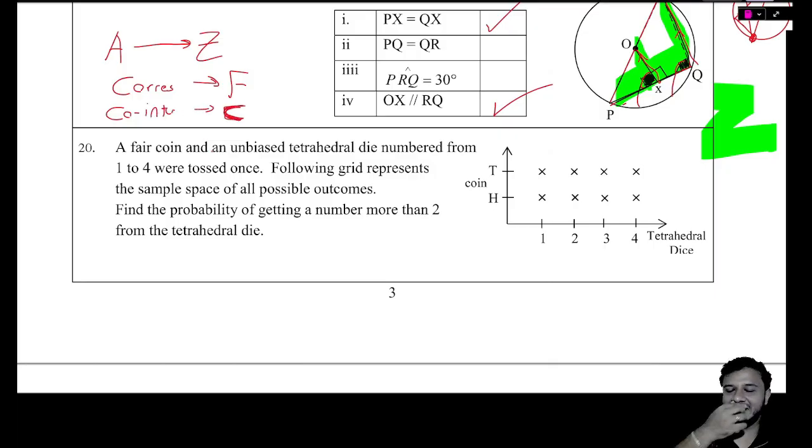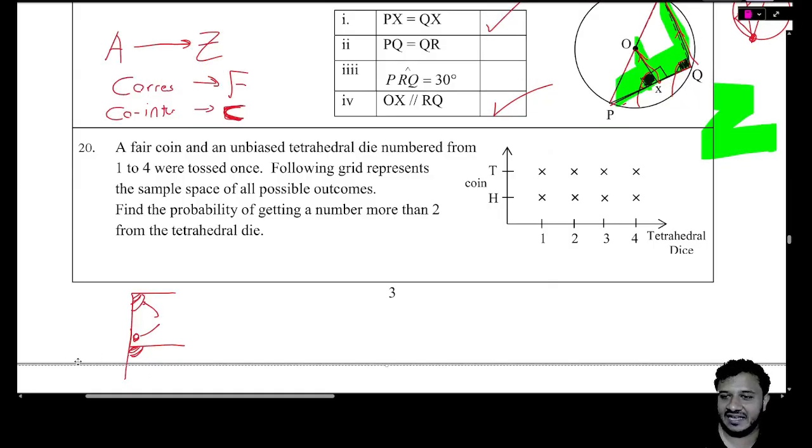By the way, co-interior is the short form for corresponding interior. These two are corresponding angles. This angle and this angle are corresponding but interior. Corresponding interior is what co-interior means. If you ever come across the term corresponding interior angle, remember it's not corresponding angle, it means co-interior.